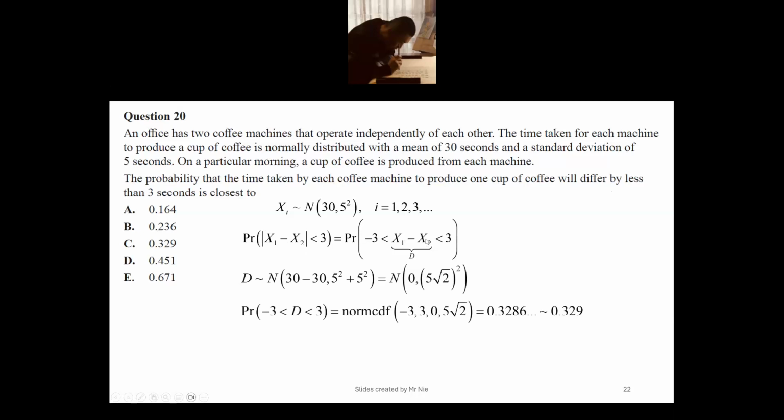Then this difference variable should be another normal distribution. The mean value is just the difference between 30 and 30, which is 0, but for the variance, it has to be the sum of two variances. It's actually 25 plus 25, so the standard deviation is square root of 50. That is the combined variance. And you just use the normal CDF to calculate the probability between minus 3 and 3 with the mean value 0 and a standard deviation 5 root 2. So this answer will be 0.329.